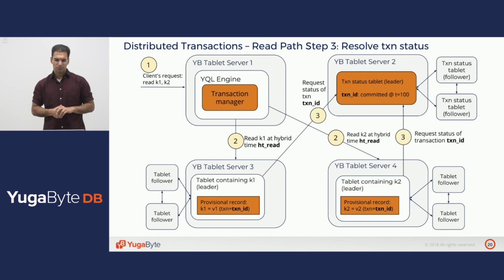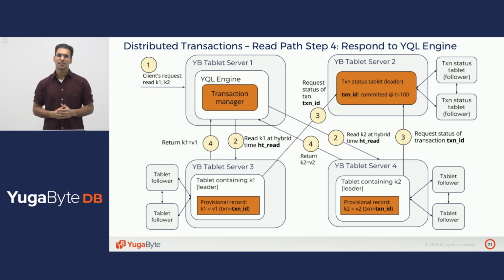Now, if we find that there are no intents, we can go ahead and serve the value. But if we find that there is a provisional record that's been written into any of these keys, then we'll have to go to the transaction status table and figure out the actual state of the transaction. Now, the state of the transaction could say it is committed, at which point we include the value. It could say it's aborted, at which point we ignore the value.